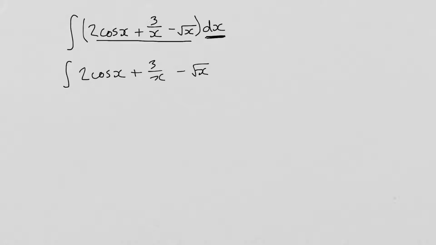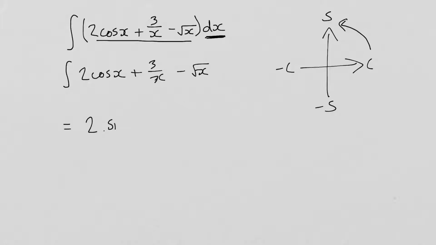Cosine of x is that first one that we came up against. So cosine of x, if we draw our little arrows there, or our axes, that's sine, cosine, minus sine, minus cosine. So if I want to integrate, I'm going anti-clockwise. So cosine goes to sine. So part of my answer there, the 2 in front is just a coefficient, so 2 times sine of x.